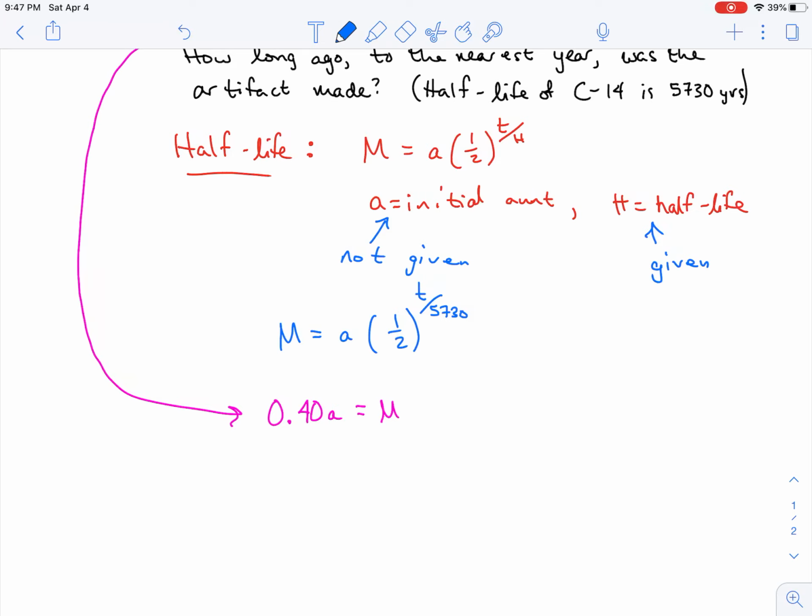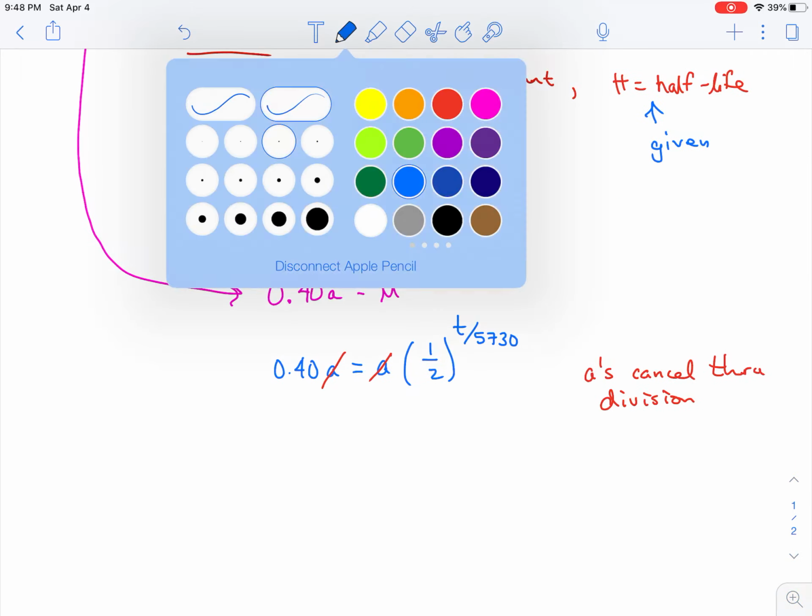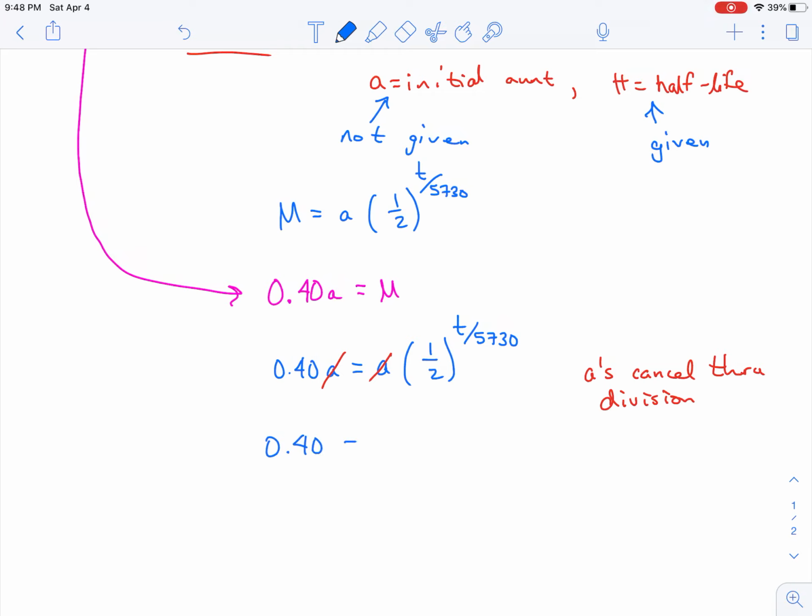So we plug that in, we get 0.40A is equal to A times 1/2 to the t over 5730. And since we know that A is non-zero, we can cancel it from both sides through division. All right, so now what we're left with is the rather straightforward task of solving this exponential equation here. And we never had to know what the A is.